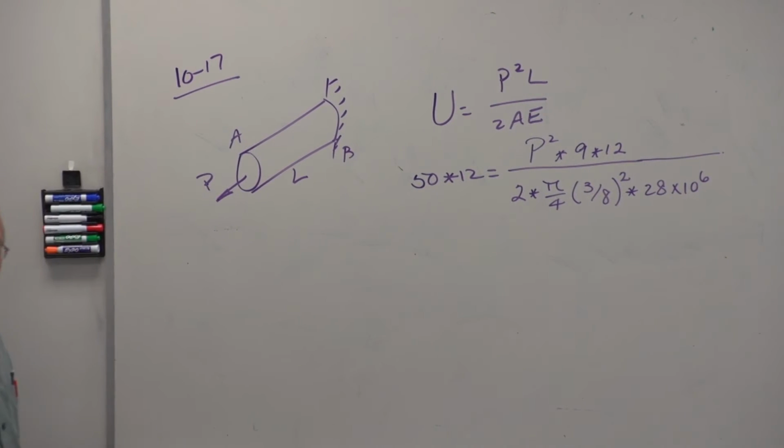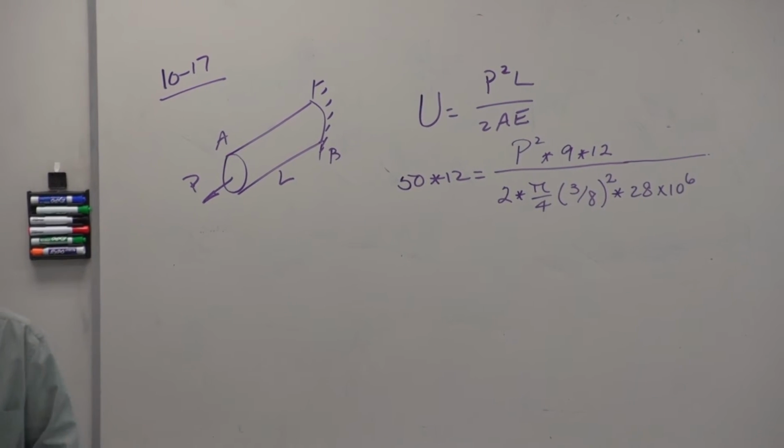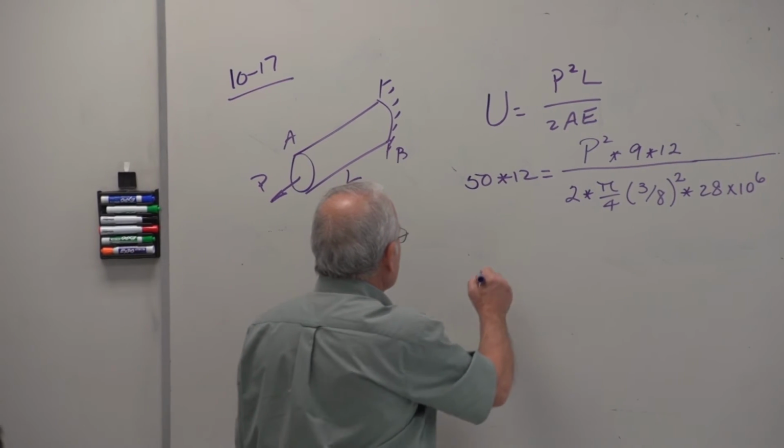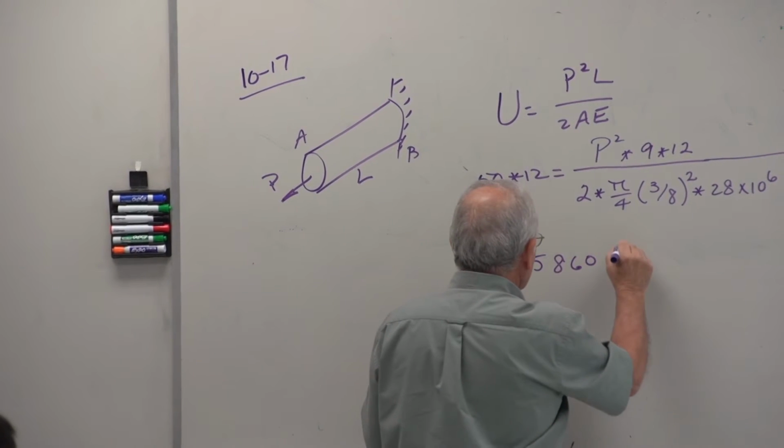One equation, one unknown for P, and you solve for P. P comes out to be equal to 5,860 pounds.